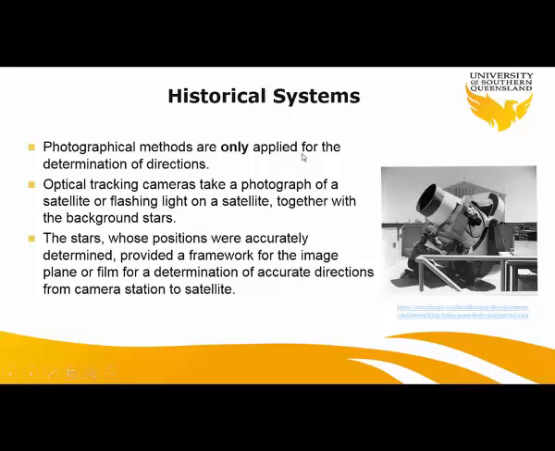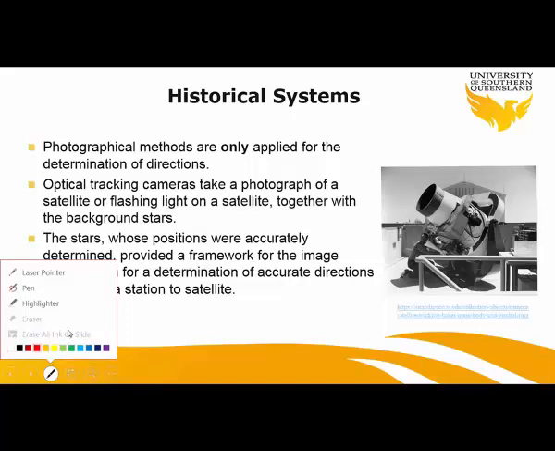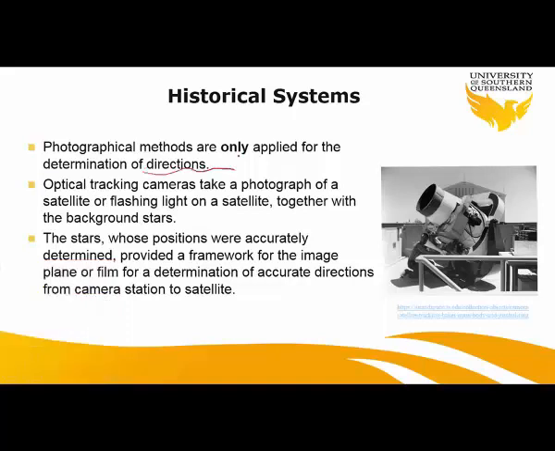The hint here is that these kinds of techniques were only applied for direction, so you couldn't get any distance from them. You could only get direction. So it's very important to know why we started to think to change this system.